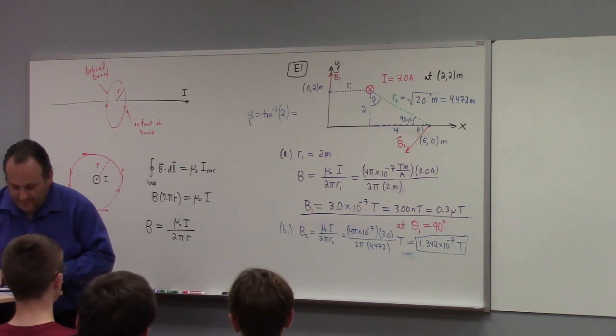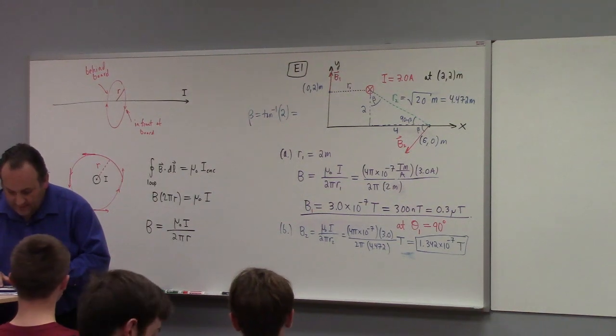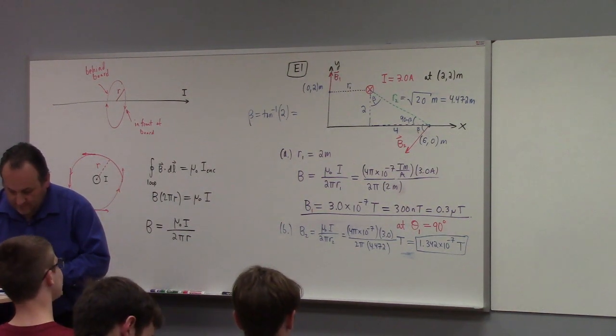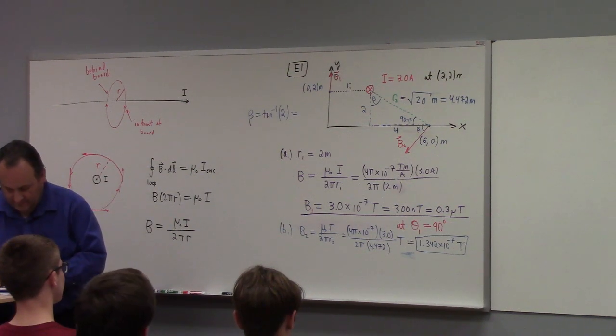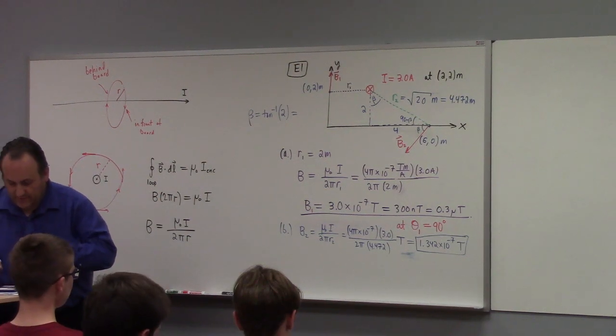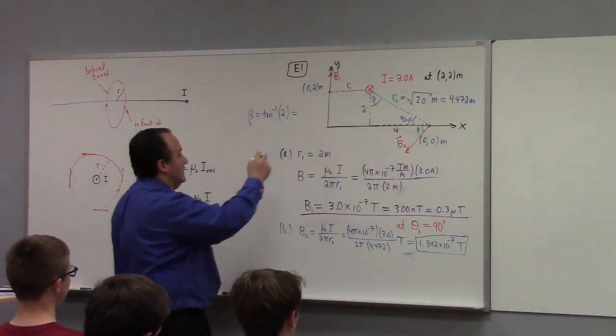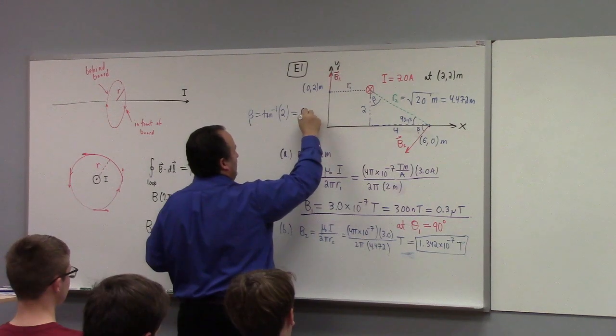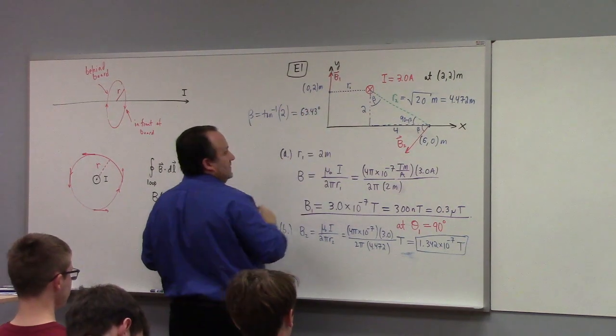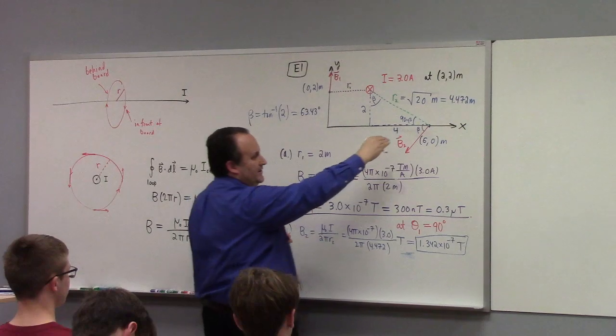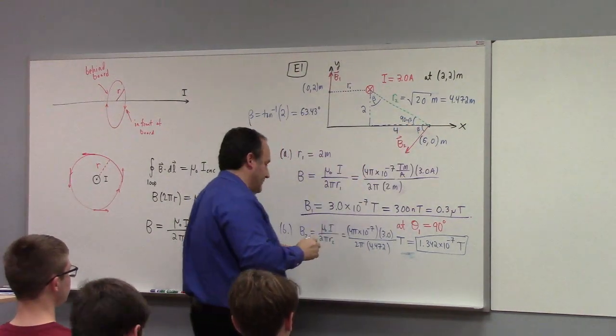Whoa, I'm in radian mode. That is not helpful. Let's try this again. Radian mode. Who's been using my calculator? So here, 63.43 degrees. Now, I'm not saying that's the answer. I'm just saying that that's relevant to the answer. So that's the angle here.